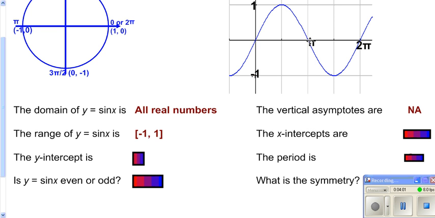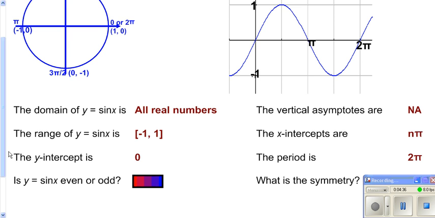X-intercepts, where are we crossing the x-axis here? Looks like at 0, at pi, at 2 pi. The next one would be 3 pi, and then 4 pi. So pretty much it's just a multiple of pi. The y-intercept is where you cross the y-axis, and that is at a height of 0. Your period is how far you have to go here before it starts to repeat. You'll notice once you get over to here, it starts to give you the same output that we had over here. So it is 2 pi.